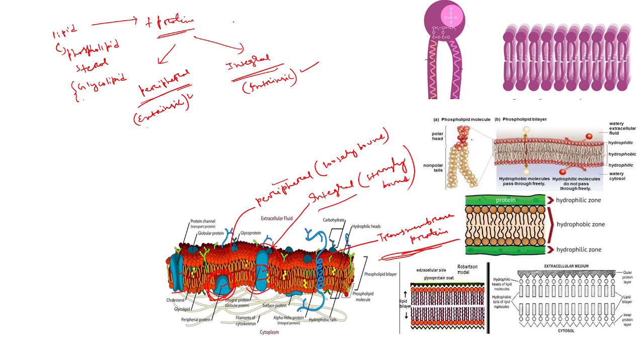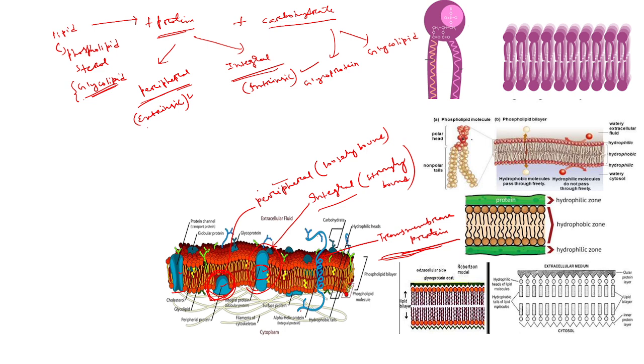Another structure is called the carbohydrate. The carbohydrate looks like this. Carbohydrates are simply of two types. One is called the glycoprotein, another is the glycolipid, which I have already mentioned. So what is the glycoprotein, what is the glycolipid?